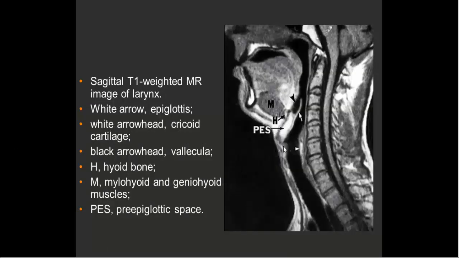Sagittal T1 showing firstly the epiglottis. This is the epiglottis, this is cricoid cartilage, this is vallecula, and the mylohyoid and geniohyoid muscles. The pre-epiglottic space contains fat, which appears high signal in T1. This is the epiglottis, this is cricoid cartilage, and vallecula.